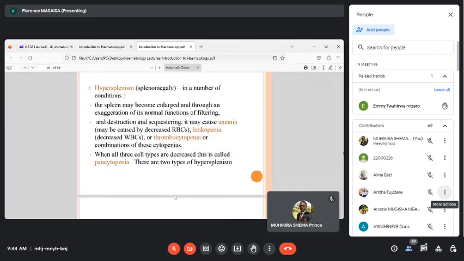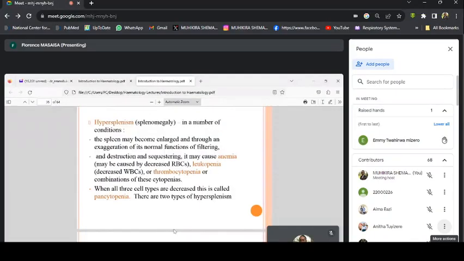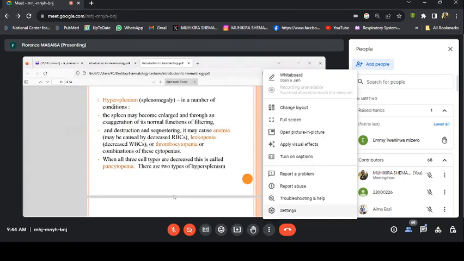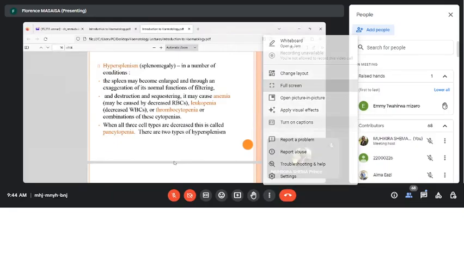Mostly the role will be played by the liver, but not the same as the spleen. The spleen was the one most involved in cell destruction. So we have talked about hypersplenism, meaning that there is hyperactivity of the spleen in case of spleen enlargement, which is splenomegaly, that will be causing pancytopenia, meaning the decrease in red cells, white cells, and platelets.